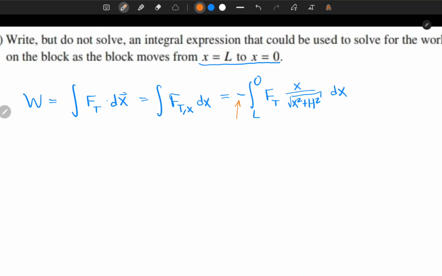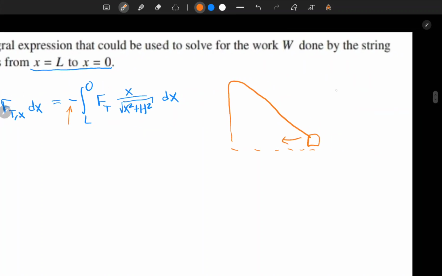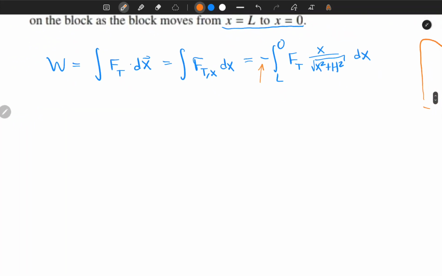And again, this minus sign is simply because, given the setup of the problem, you have a block on a table, and that block is moving to the left. However, we set up our coordinate system as follows. The positive x direction is to the right, and the positive y direction is up. If we reversed this so that the positive x direction were this way, there would be no more minus sign. So this is the solution to D.